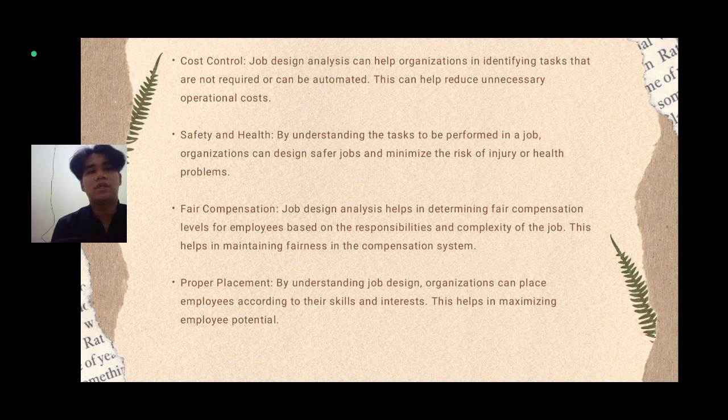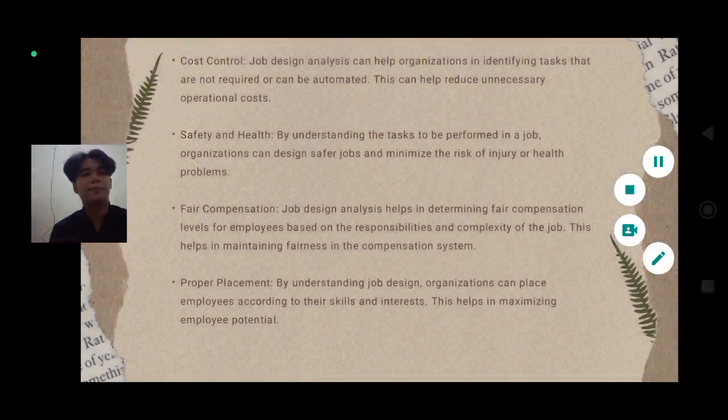Job design analysis helps in determining fair compensation levels for employees based on the responsibility and complexity of the job. This helps in maintaining fairness in the compensation system. The eighth is proper placement. By understanding job design, organizations can place employees according to their skills and interests. This helps in maximizing employee potential.